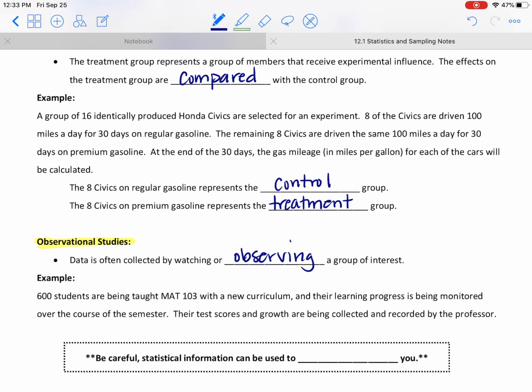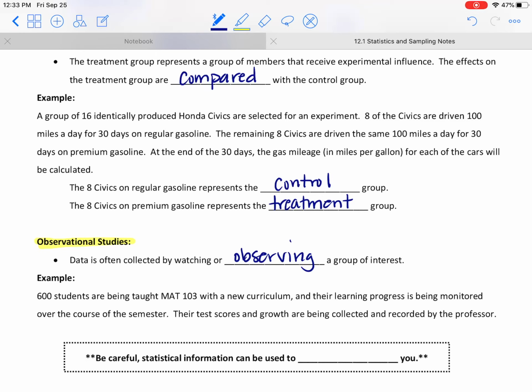There's 600 students that are being taught MAT 103. It's a new class. It's got a new curriculum. And their learning process is being monitored over the course of the semester. Their test scores and growth are being collected and recorded by the professor. This is an observational study of this new curriculum.